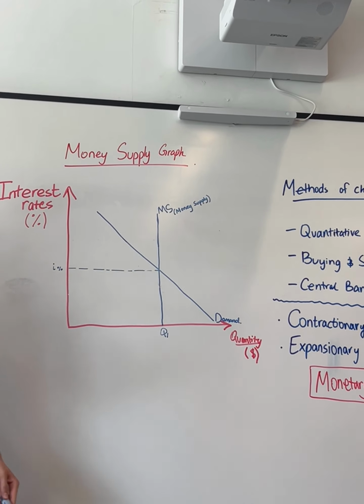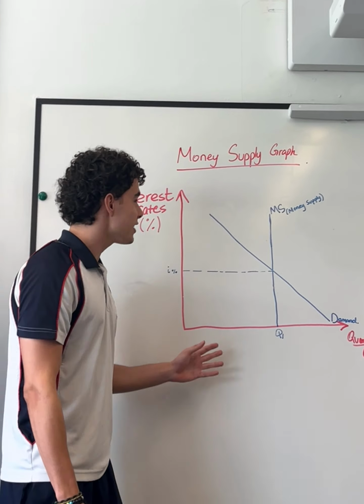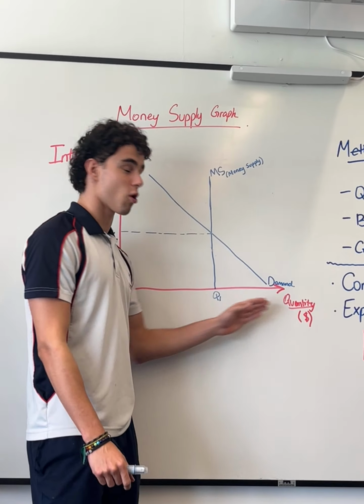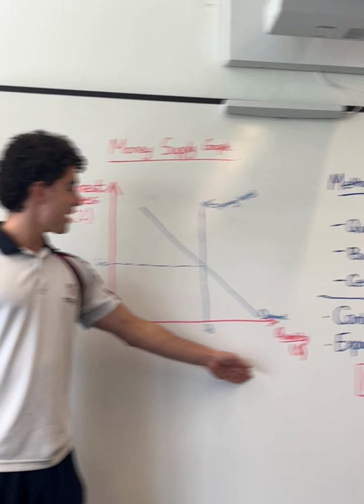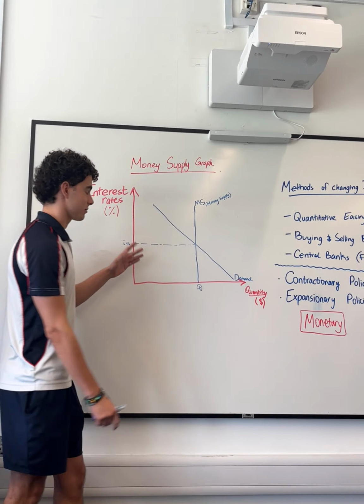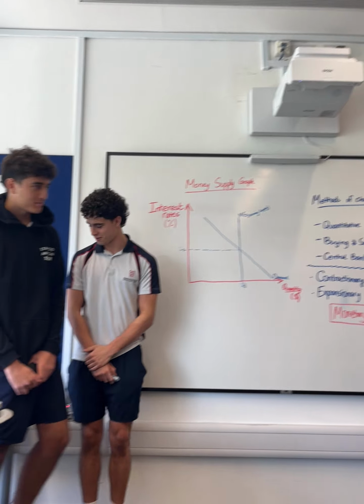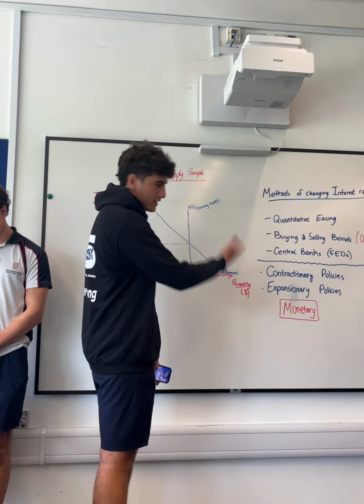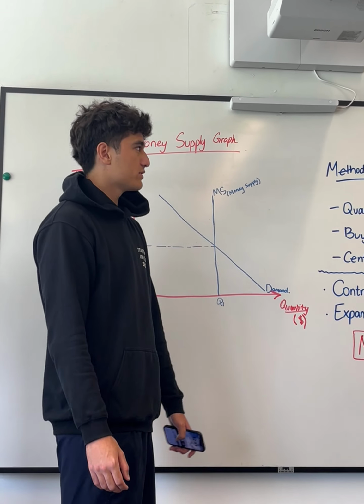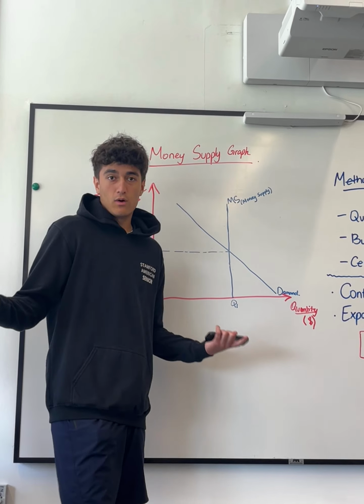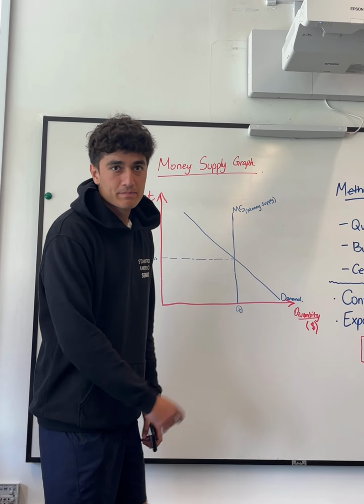An increase in the money supply is an increase in the quantity, and an increase in the money demand is an increase in interest. Now we can move on to methods of changing interest rates in an economy. So, who controls interest rates in an economy?